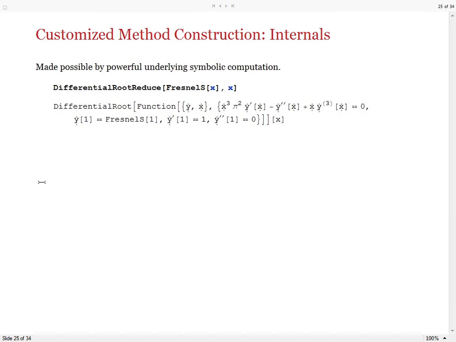You may recognize DifferentialRootReduce as one piece of symbolic machinery likely used by Mathematica in the hybrid symbolic-numeric method I've just described. DifferentialRootReduce is used to obtain special functions like FresnelS in DifferentialRoot form, which is essentially a representation as a linear differential equation with boundary conditions. DifferentialRootReduce was introduced in Mathematica 7, and it was very important in making possible the development of general Levin-type integration rules in Mathematica 8.